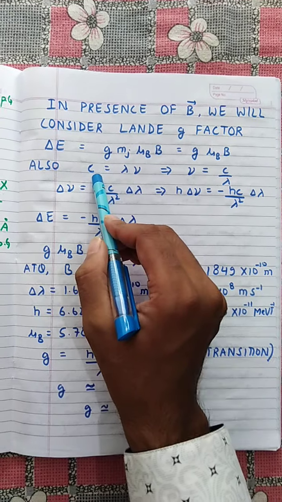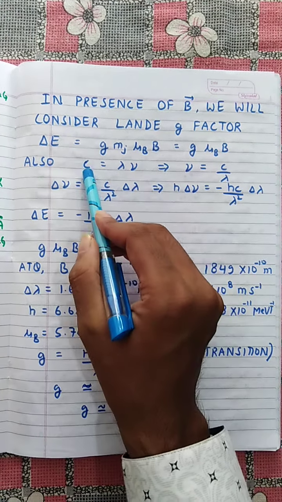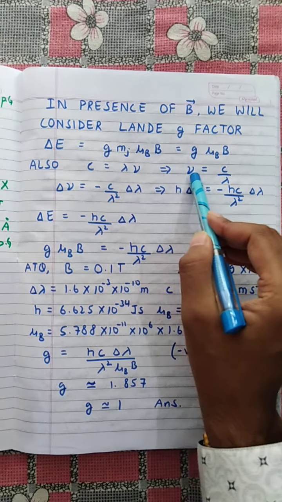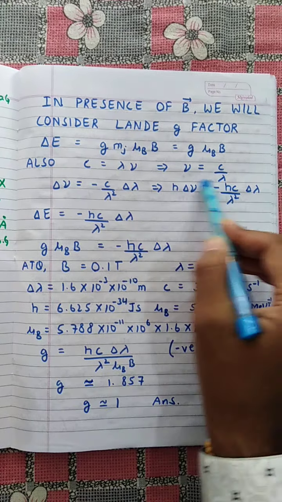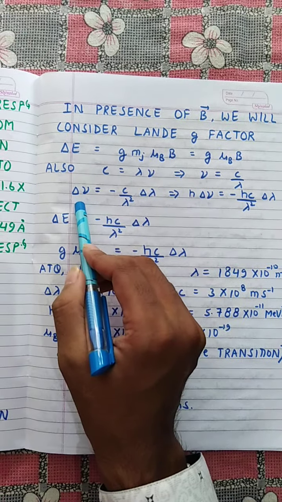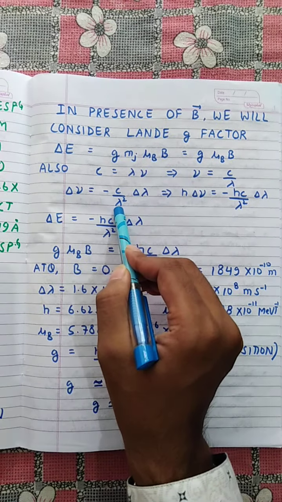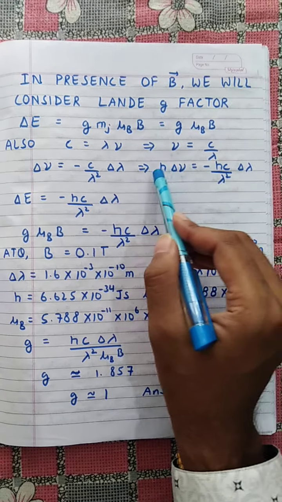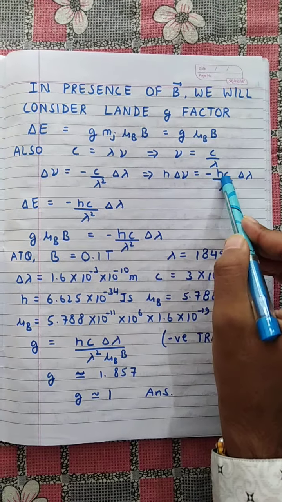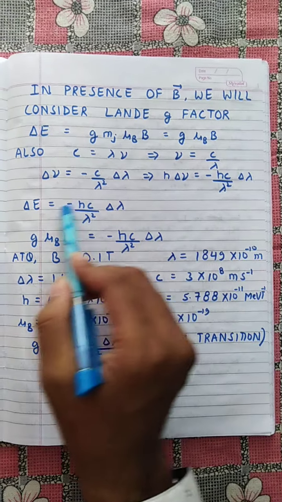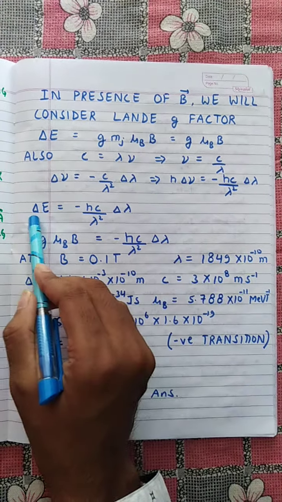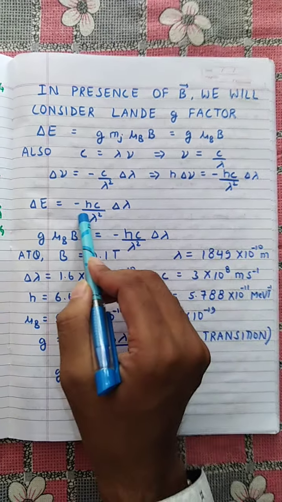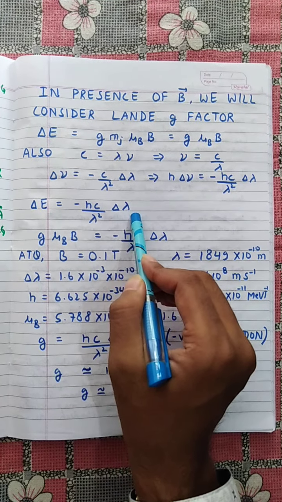Another thing is, we also know that c is given by lambda times nu, where c is the velocity of light in vacuum, lambda is wavelength, nu is the frequency. Now we can write nu as c by lambda. We will differentiate on both sides, so we obtain delta nu equal to minus c by lambda squared delta lambda. Now we multiply h on both sides, so h delta nu is equal to minus hc by lambda squared delta lambda. Now h delta nu can also be written as delta E, the energy, and it is equal to minus hc by lambda squared delta lambda.